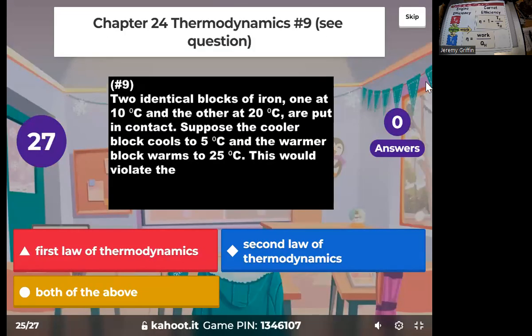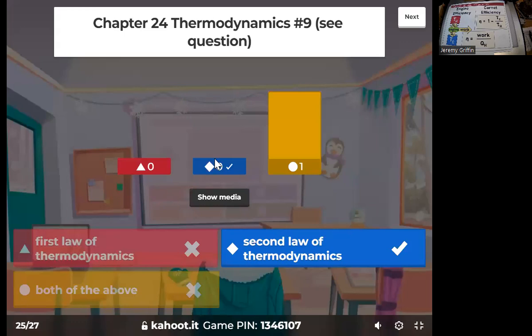Two identical blocks of iron, one 10 degrees, the other 20 degrees Celsius, put in contact. What if the cooler one cools off even more to 5 degrees and the warm one warms up even more to 25 degrees? Now, you'll never see that in real life because that would be a violation of what? Yeah, so specifically the second law of thermo. The first law, actually, it's okay.